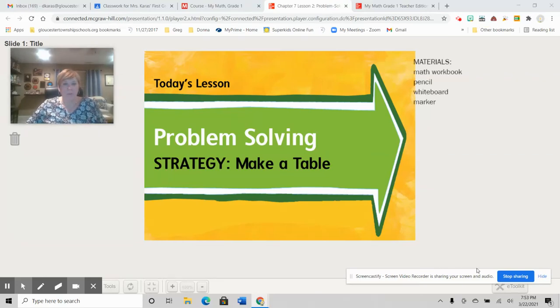But before we begin, I'd like you to make sure you have the following materials: math workbook, a pencil, whiteboard, and a marker. If you need to go and get those, get them now and then return with your things.